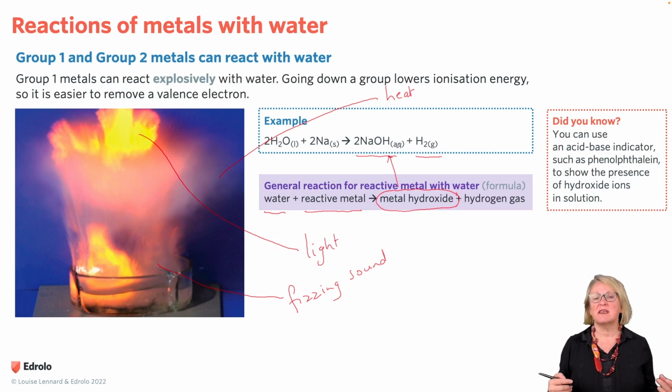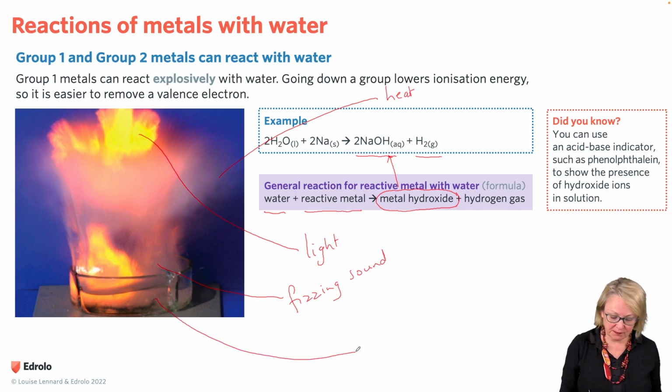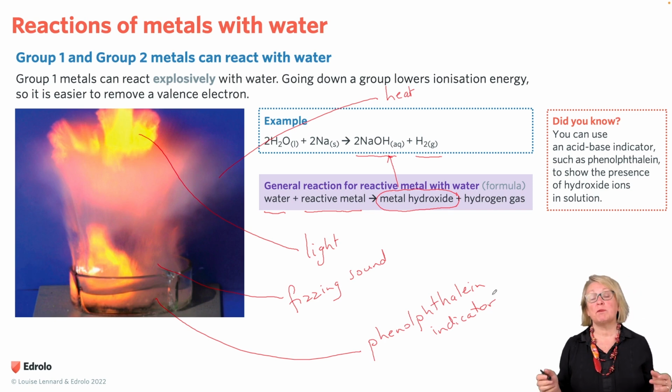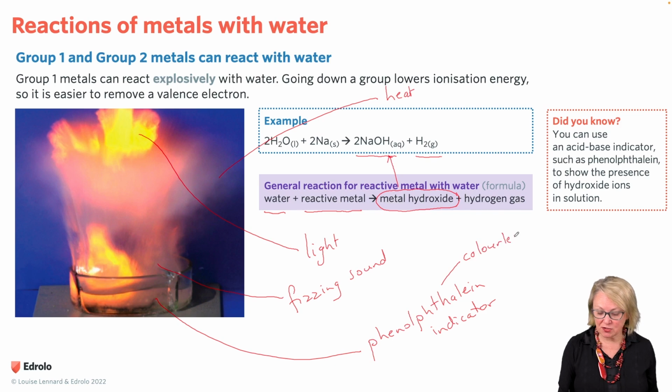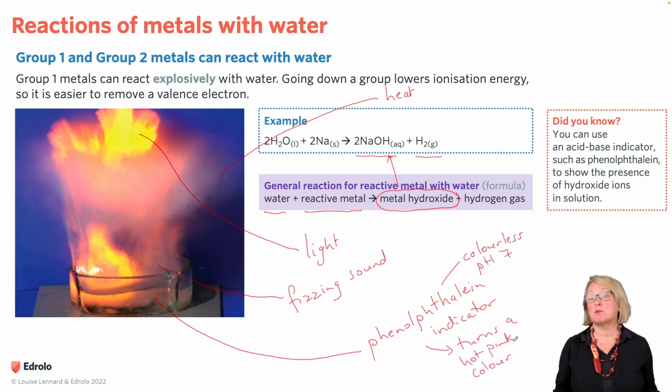And likewise, if we collected the hydrogen gas, we could do the hydrogen pop test to confirm that hydrogen gas has been produced. What we could also do is add some phenolphthalein indicator to the water before we put the metal in. Phenolphthalein indicator is colourless at a pH of 7, but it turns a hot pink colour when there's the presence of hydroxide ions. So that's another qualitative test that we can do to show that hydroxide ions are formed.